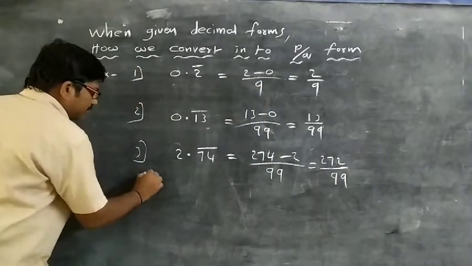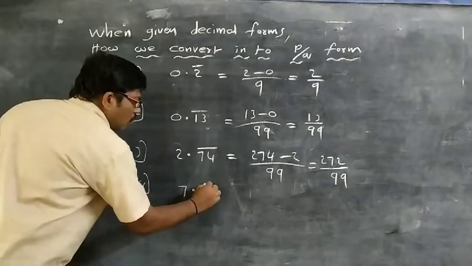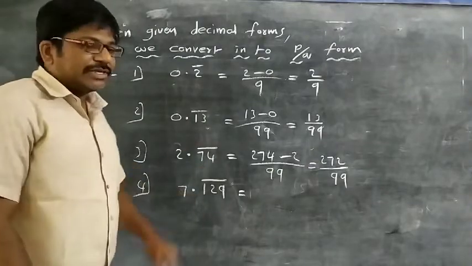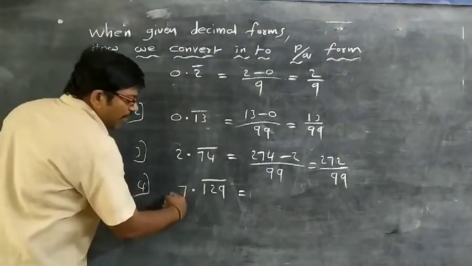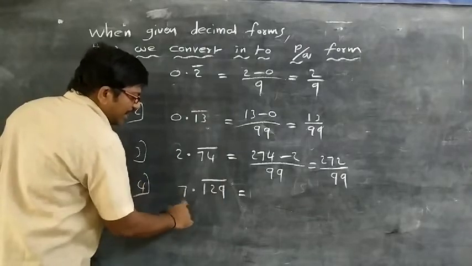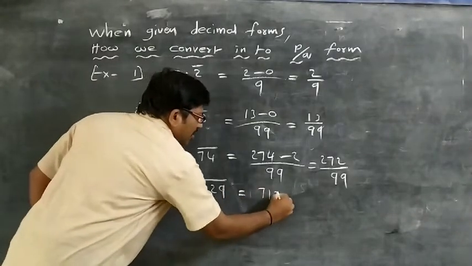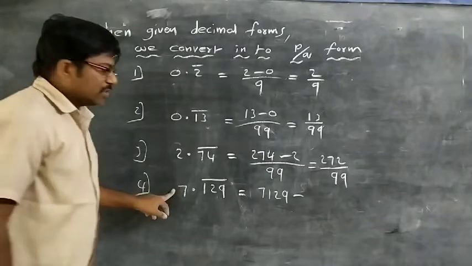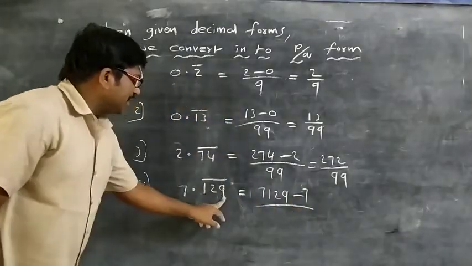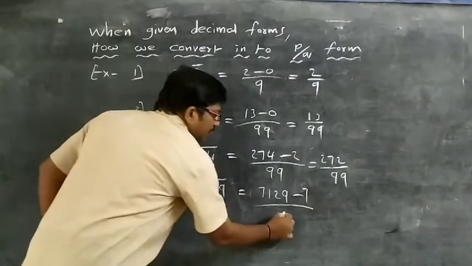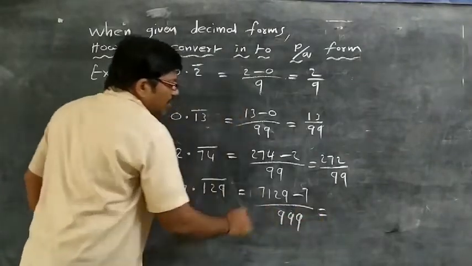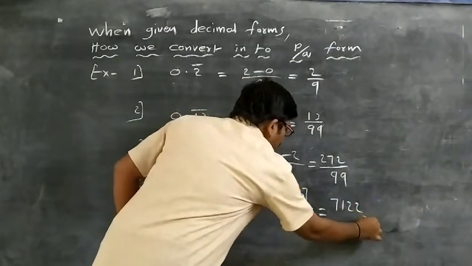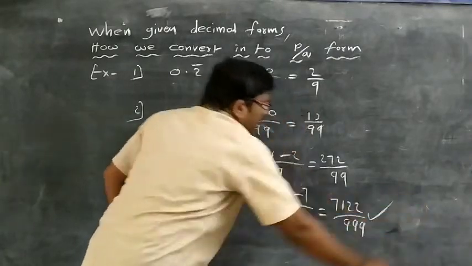And one more example. 7.129 bar. How do we convert it into P by Q form? By using this method, we can write it very easily. First write the total number without decimal, without bar. That is 7129. 7129 minus the number without bar, that is 7. 7 has no bar. Divided by, here periodicity is 3, so we keep 3 nines. That is 7129 minus 7, 7122 by 999. So this is the P by Q form.